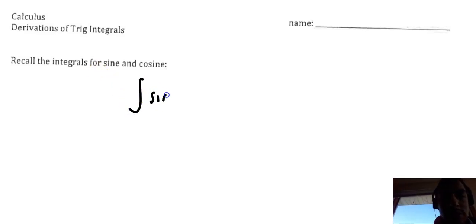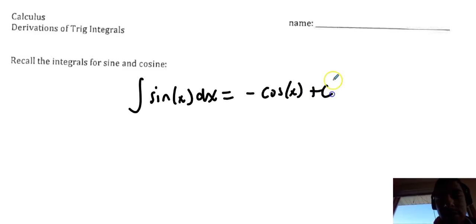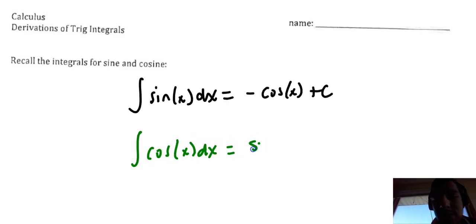The integral of sine of x, if you can't remember, is negative cosine of x plus a constant of integration, and the integral of cosine x, the antiderivative of cosine x, is going to be sine of x plus c.